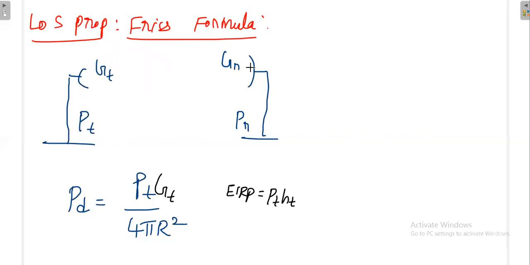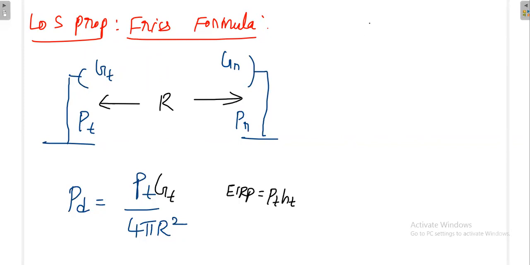Then I know what the power density is here, because I know the distance. The distance between these two is R. Once I know R, I know the power density here. Once I know the power density, if I know the aperture area of this receiving antenna, then I can multiply and get the received power.